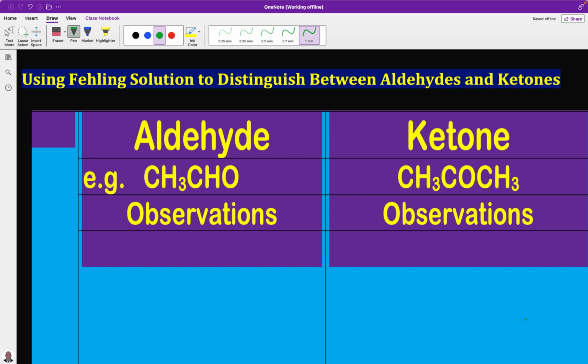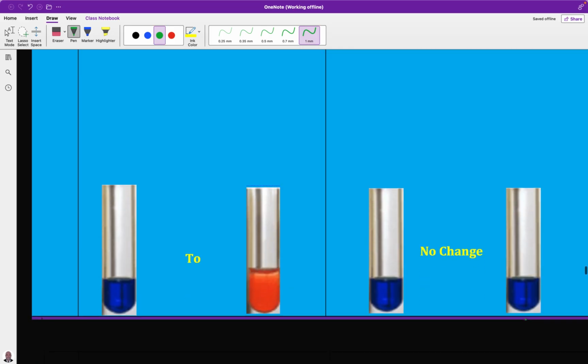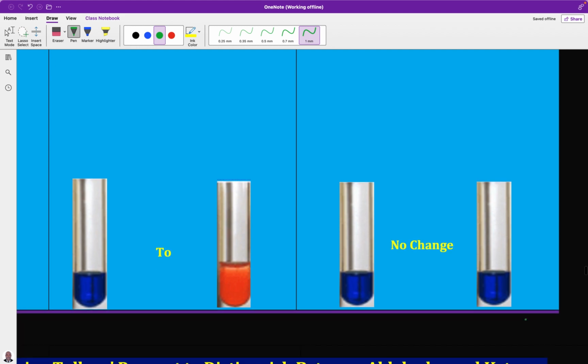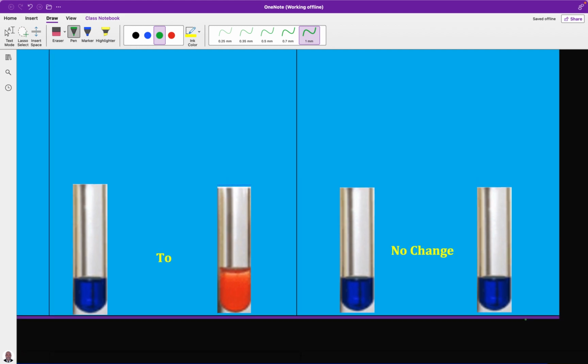The blue solution containing the ethanol will do what? The blue solution containing the ethanol will turn red. A red precipitate will be formed. But the blue solution containing acetone, there will be no change. It remains blue.